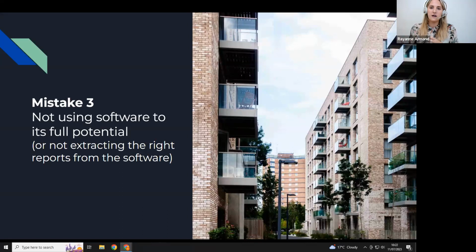So also make sure that you're looking at what reports are available and you're considering and carefully extracting the right information from that software in a useful format for the accountants to work with, because it seems obvious, but it does actually make a big difference when it comes to the practical side of things.